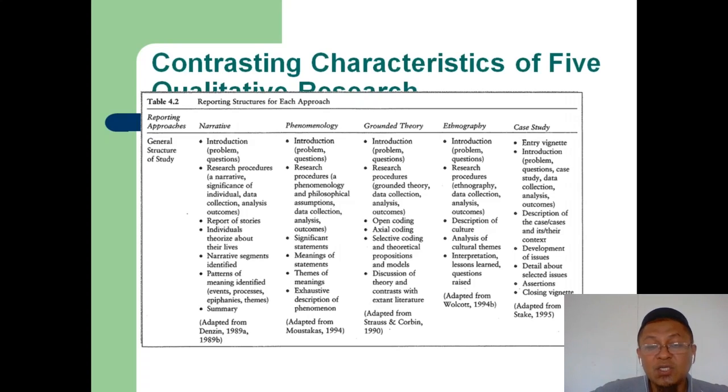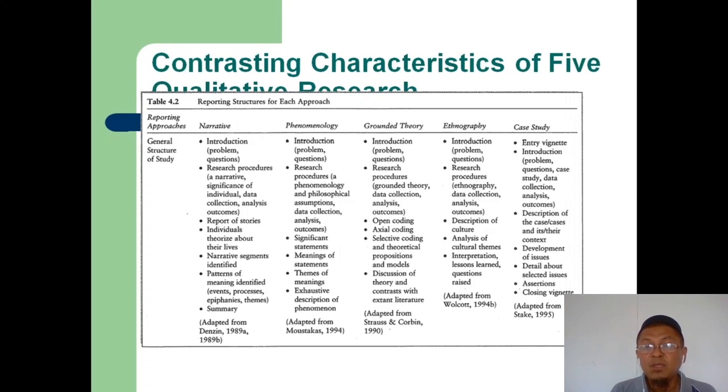We have the introduction, the research procedures, the reports of stories, and then individuals theorize about their lives, narrative segments identified, the themes, the categories, patterns of meanings identified. Okay, the patterns. We try to connect all the patterns.